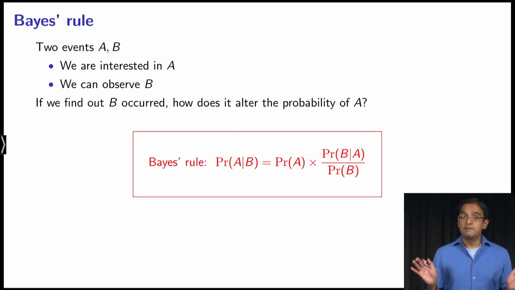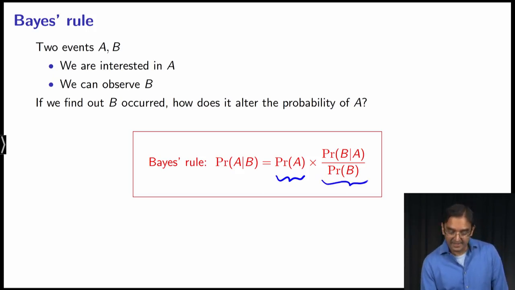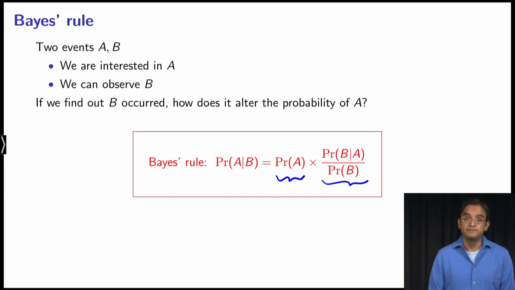If we don't observe anything about B, the probability that A happens is just the probability of A. Okay? But now that we know that B happened, that changes the probability of A. By how much? By a multiplicative correction factor. And this is the correction factor.